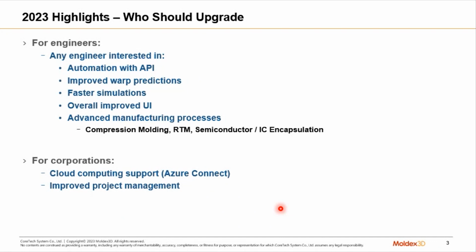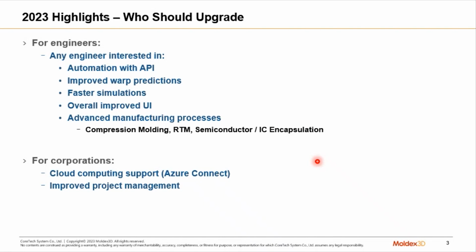What I was saying is anybody who's really interested to automate their entire simulation process or look at improved warp predictions, which is part of this new release, faster simulations, and overall improvements in the UI, both pre-processing and post-processing, as well as advanced manufacturing processes such as compression molding, RTM, which stands for resin transfer molding, or for the semiconductor encapsulation folks. Any one of these people, it would be good for them to upgrade.